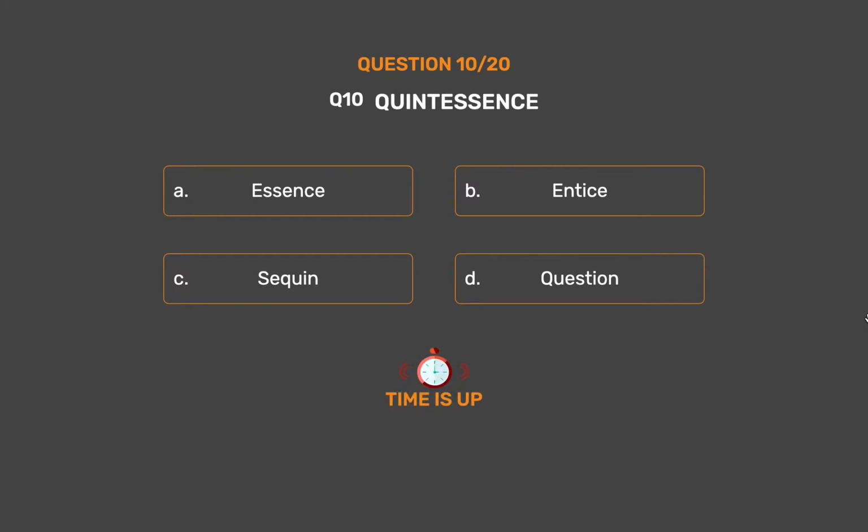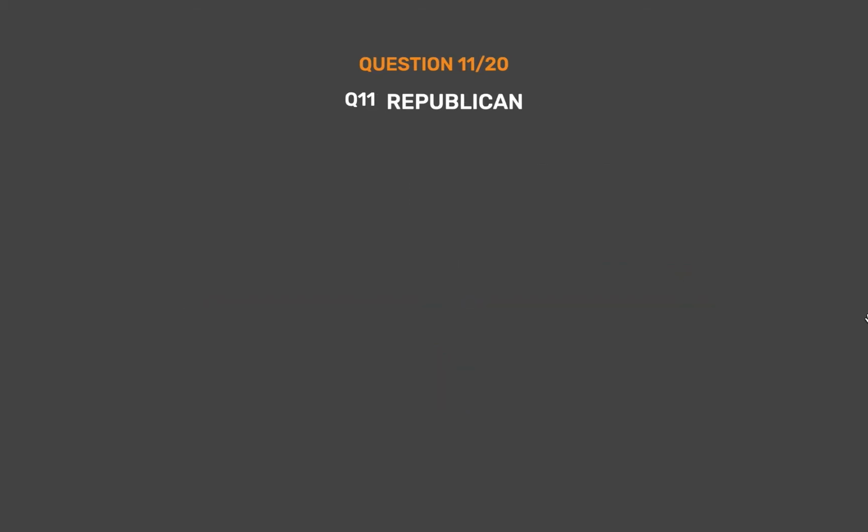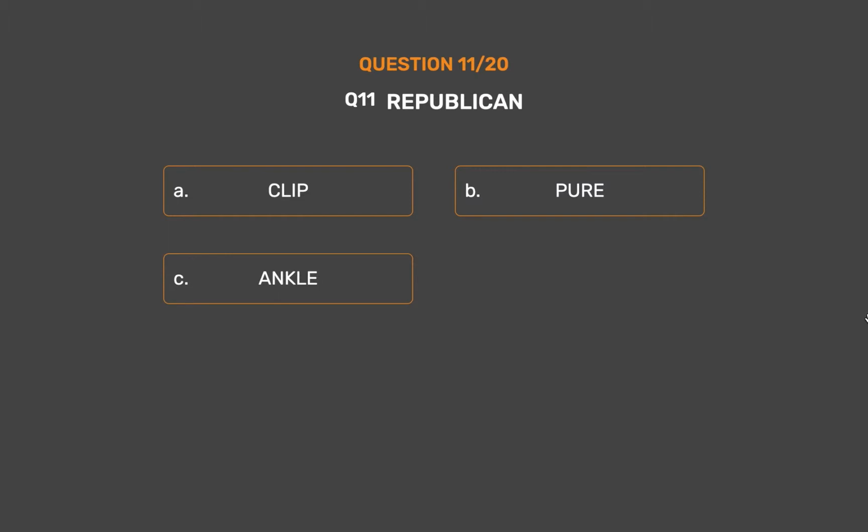The correct answer is option D. Question. Question number 11. Republican. Option A. Clip. Option B. Pure. Option C. Ankle. Option D. Bane.